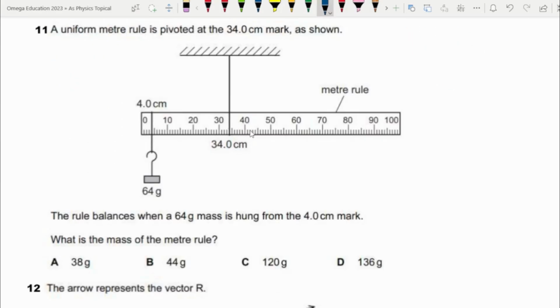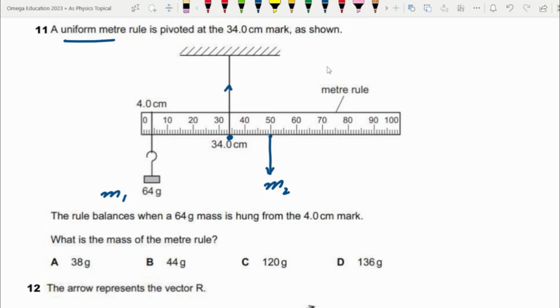Alright, so for question number 11, we need to find the mass of the meter rule. And it is a uniform meter rule, so that means the center of mass or the center of gravity would be exactly at the midpoint. So how much would that be? We need to find this one. We can call it M2, we can call it M1, and there's another force over here. We don't know the value of it, so it's okay. And this is a point where the meter rule is pivoted, at the 34 centimeter mark. So this is our pivot.